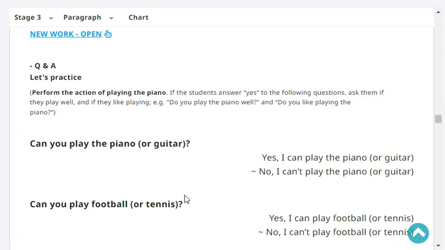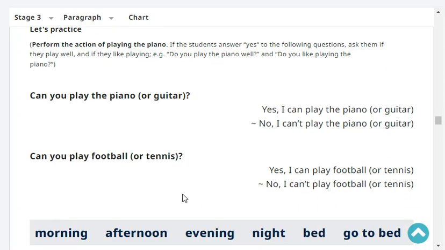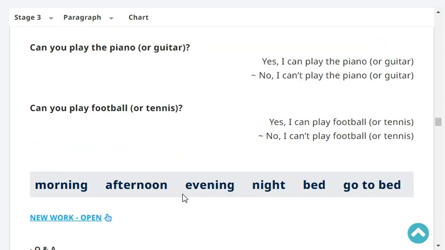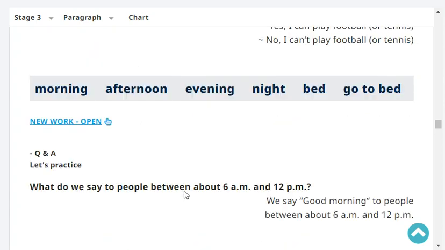Very good. Can you play the piano? Yes or no? No, I can't play the piano. Can you play tennis? Yes or no? Yes, I can play tennis.